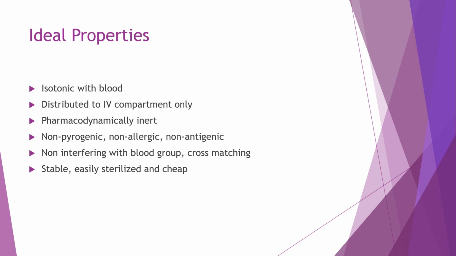These plasma expander substances should not be pyrogenic, causing an elevation in the body temperature. They should not produce any kind of allergic reaction or antigen-antibody type of reaction. They should also not be specific to a particular blood group, so they should be non-interfering with blood typing and cross-matching. Whenever we give anything to the blood, we match it with the blood group, and we do blood typing and cross-matching. So they should not interfere with any of these.